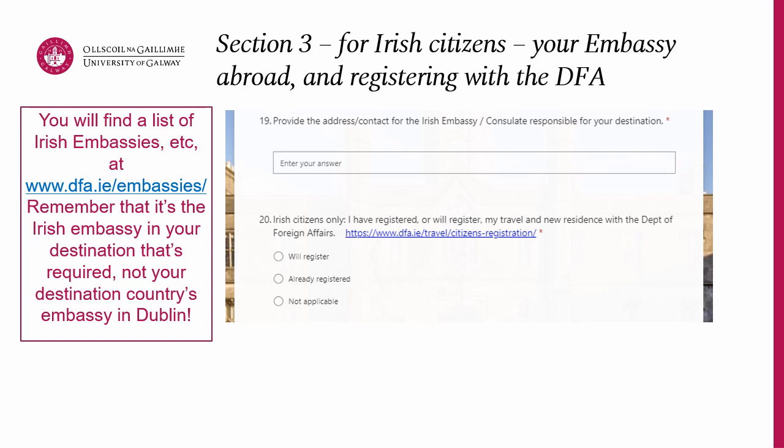This is an error that a number of students have made in the past. All of this, of course, applies only to Irish citizens, and if you're not an Irish citizen, just leave question 19 blank and tick not applicable under question 20.